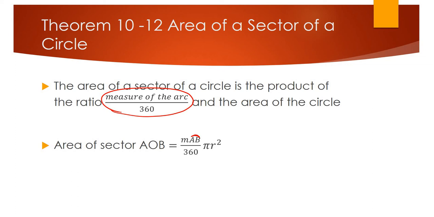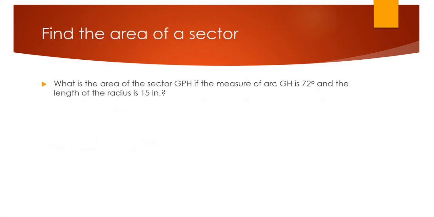So let's do an example of this. Find the area of a sector. What is the area of sector GPH if the measure of arc GH is 72 degrees and the length of the radius is 15 inches? So I'm going to draw a picture. And I'm going to do a sector, and it's GPH. And they said the measure of the arc is 72 degrees, and the radius is 15.